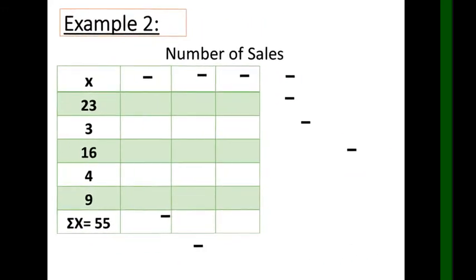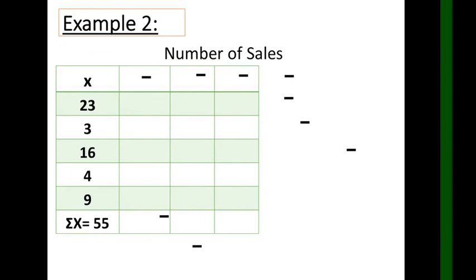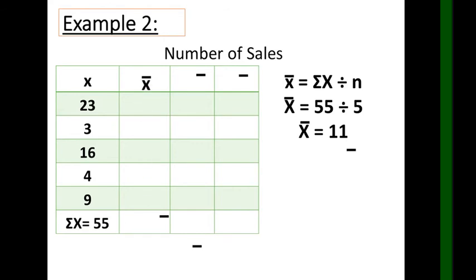Now, another example, number of sales. Again, in the number of sales given before, we have a total of 55. So 55 divided by 5, which is the number of items, 23, 3, 16, 4, and 9. The answer is 11. And that's our mean. Put 11 in all the items. So we have 11, 11, 11, 11, and 11.